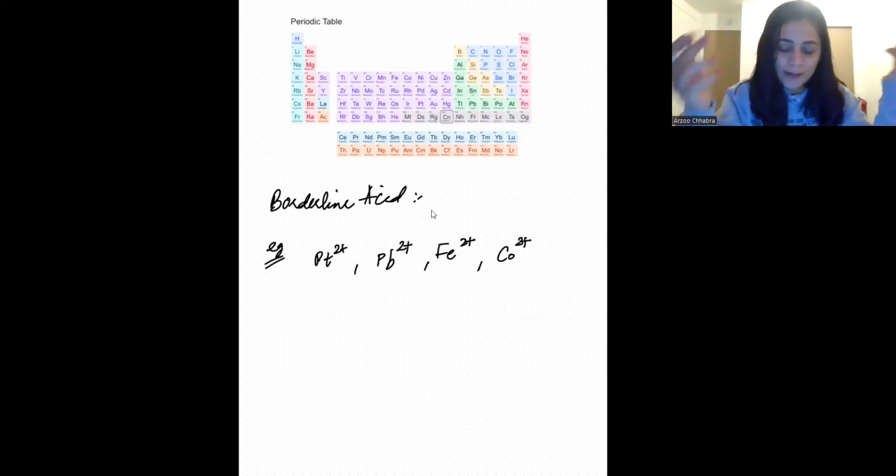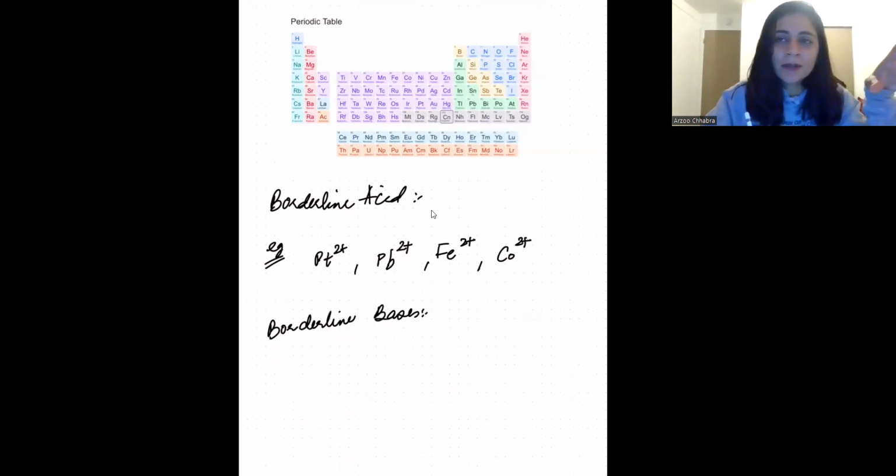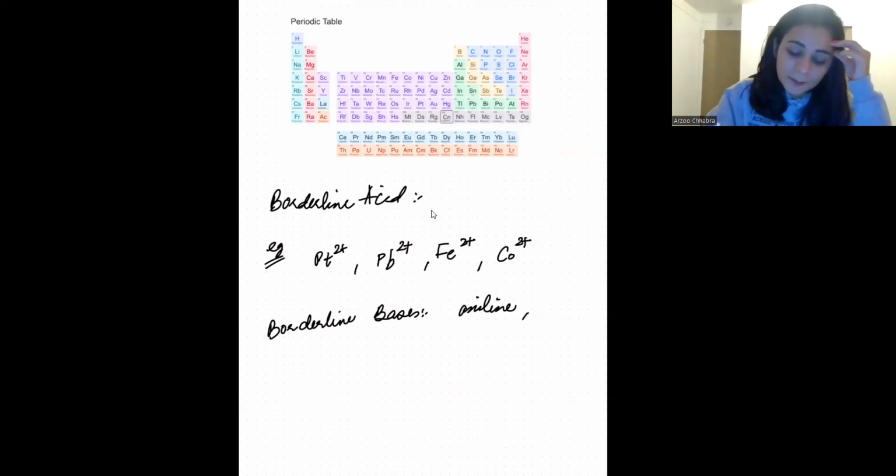And same with the borderline bases. An important thing to remember with the borderline bases is most of the nitrogen compounds that you will see, like aniline, would be nitrogen. They're mostly nitrogen compounds. They're usually floating between hard and soft. So aniline, pyridine, I would say RNH2.